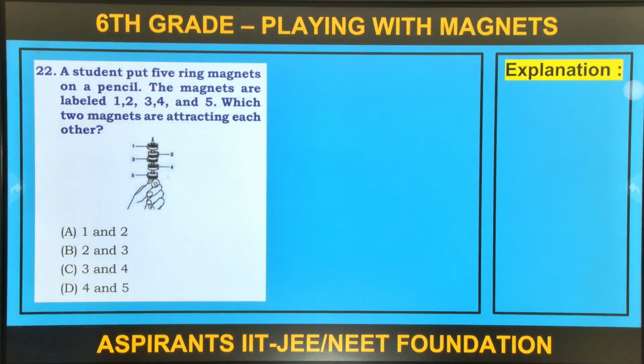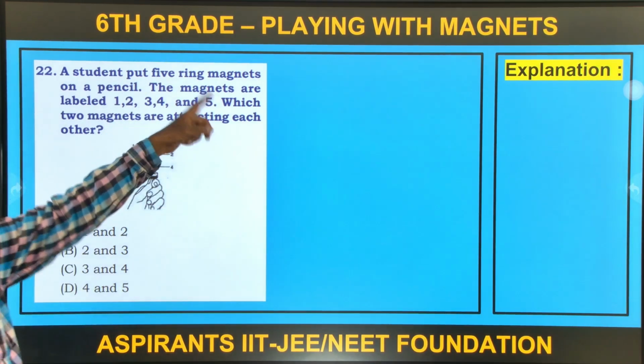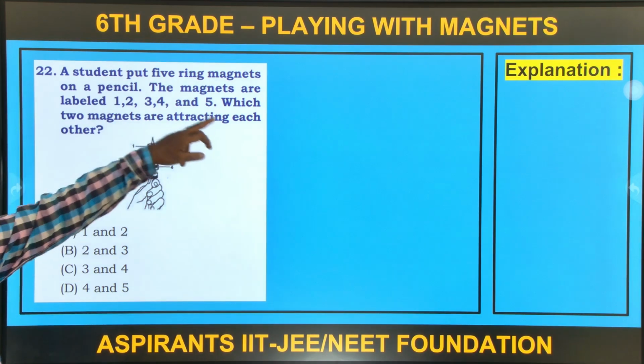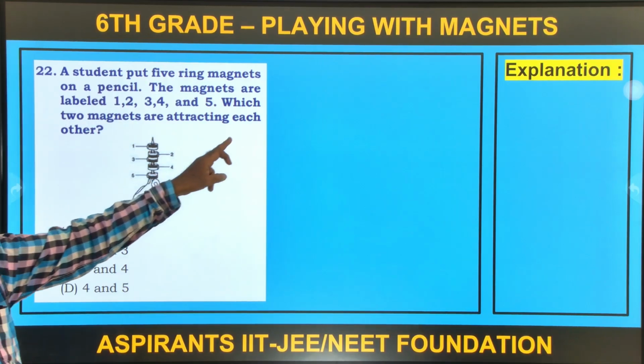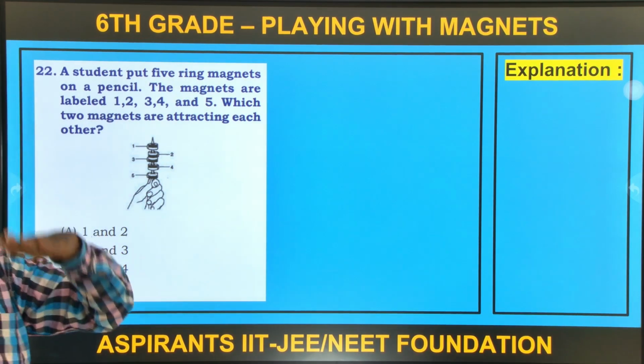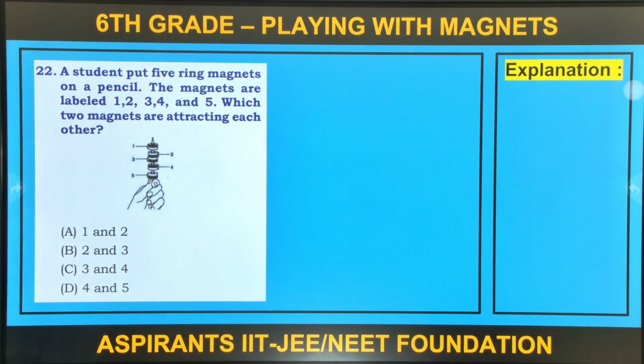Next, question number 22. A student put 5 iron magnets on a pencil. The magnets are labeled 1, 2, 3, 4 and 5. Means all these 5 magnets are labeled. Which 2 magnets are attracting each other? Means out of these 5 magnets, only 2 magnets will attract, the remaining will have a repulsion force.